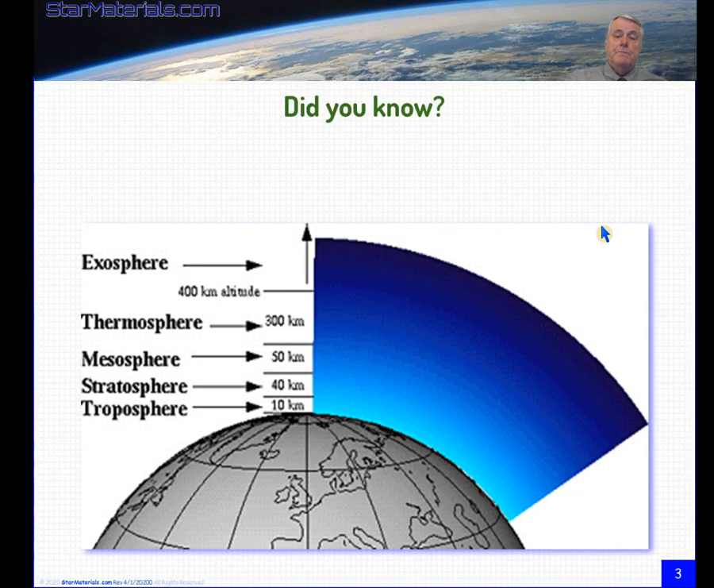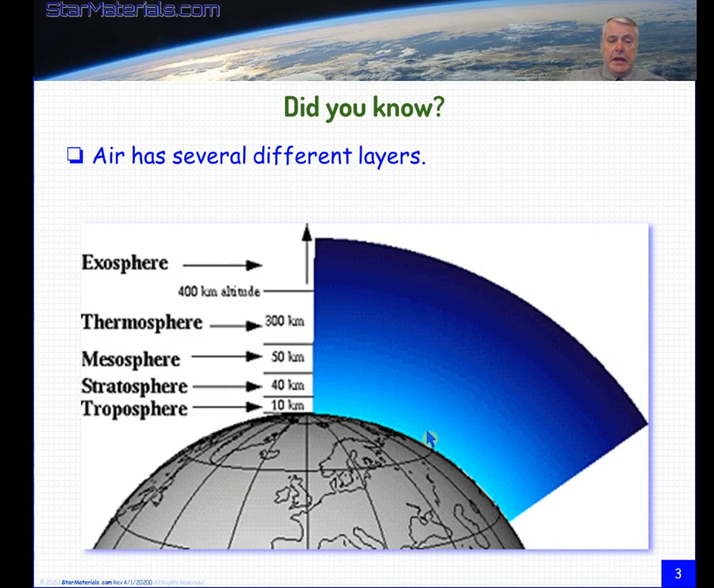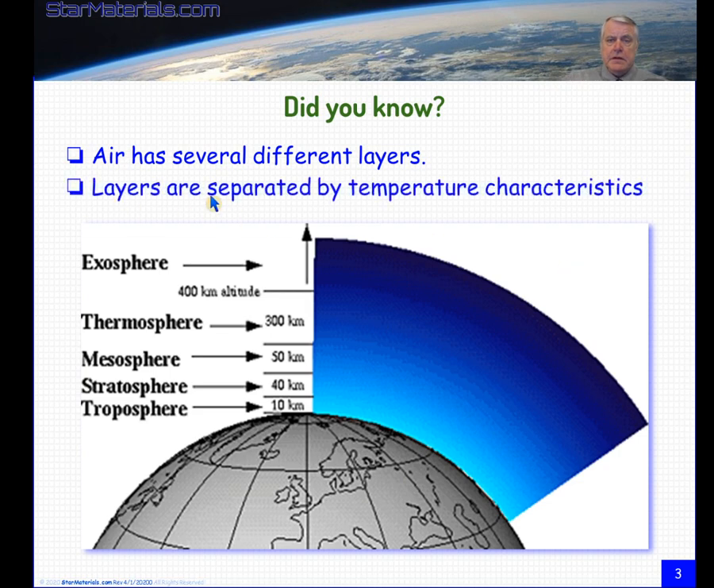Did you know air in the atmosphere has several different layers? And the layers are separated by temperature characteristics. In other words, how the temperature changes as you go from sea level to space.